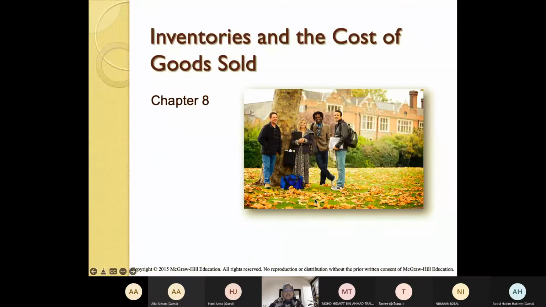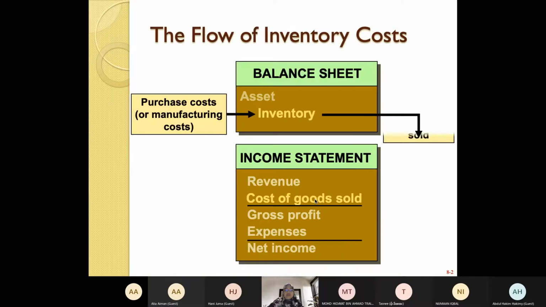Can you see my slides now? Chapter 8, Inventories and Cost of Goods Sold. Yes, doctor. So what I'm trying is still under the same topic, but it goes into more detail on how we are going to determine your cost of goods sold and your closing stock, closing inventories. Remember that just now we looked at your inventory, which is your balance sheet item under asset. When you make sales, you record that under your income statement, cost of goods sold, and this cost of goods sold is deducted against your sales or your revenue.